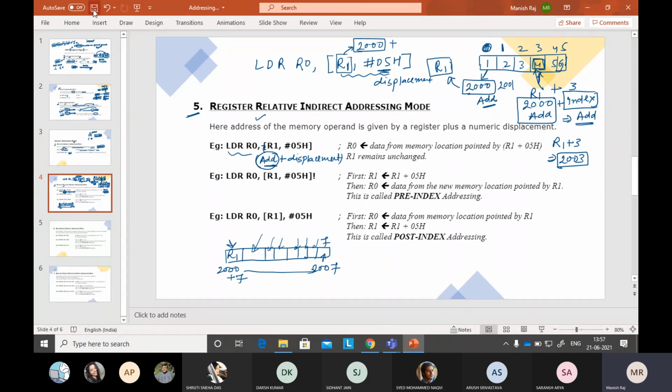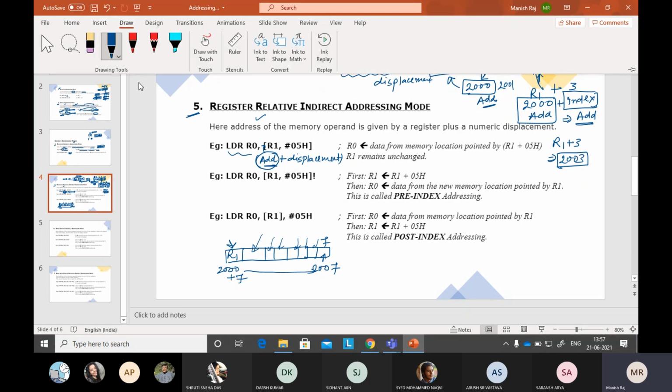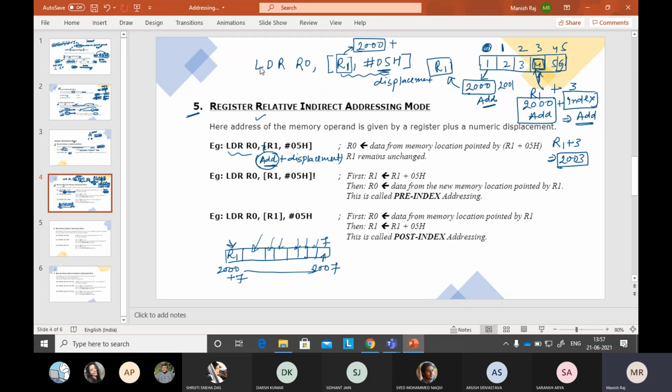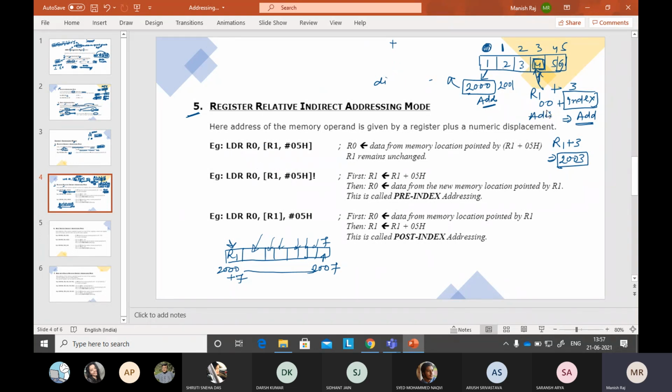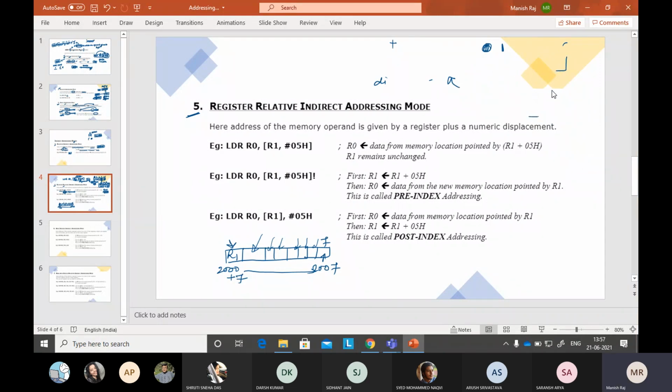But there are three types of mode in this register relative addressing mode. So you can understand, I am telling you one by one. Now I am removing that part. So this is clear, I think. I am coming to the second type of instruction. I am removing this part so you can understand better.